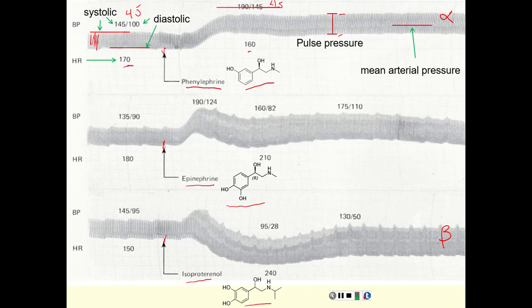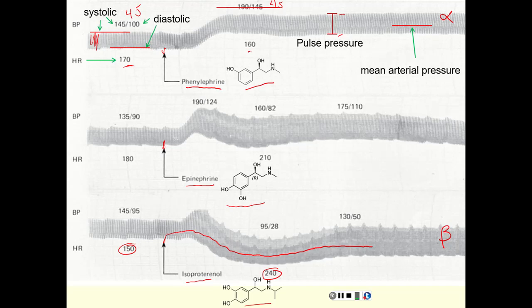If we look at the bottom tracing, we see what's called the beta effect. One of the most notable things that happens in the beta effect is that the mean arterial pressure falls, if we're estimating mean arterial pressure to be at about this rate. It falls and then comes back a little bit, but it's still depressed. Heart rate is very much increased, from 150 to 240. That's a huge increase, 90 beats per minute. So the heart is really beating here.